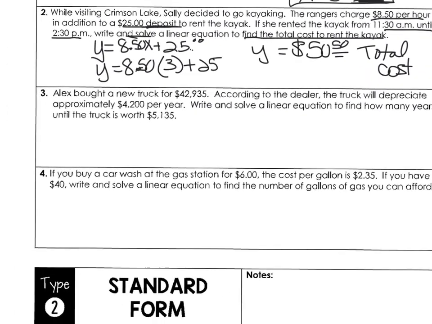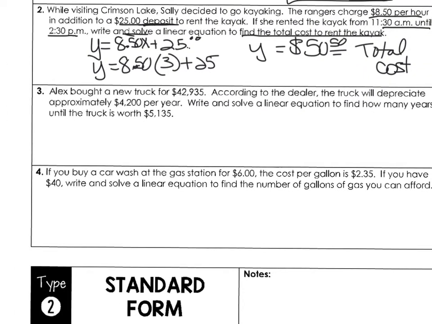Let's look at number 3. Okay, Alex bought a new truck for $42,935. According to the dealer, the truck will depreciate approximately $4,200 a year. So depreciate is going down, right?